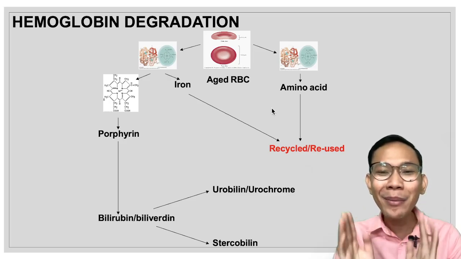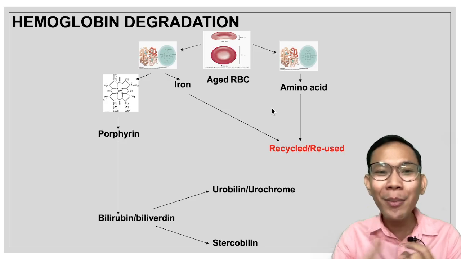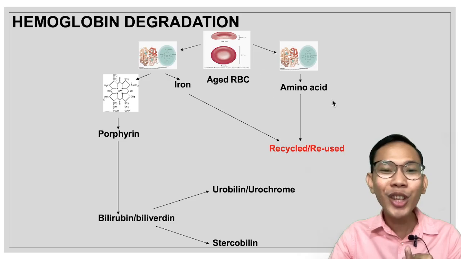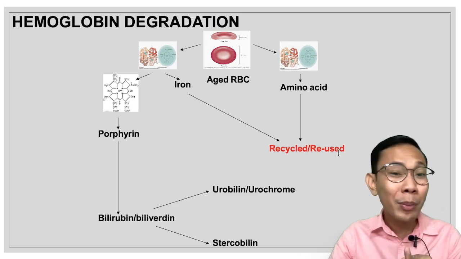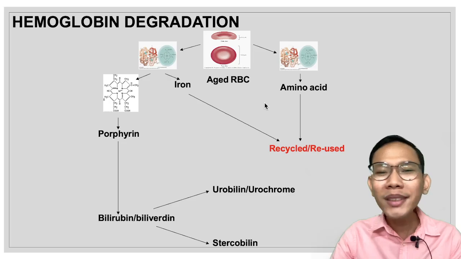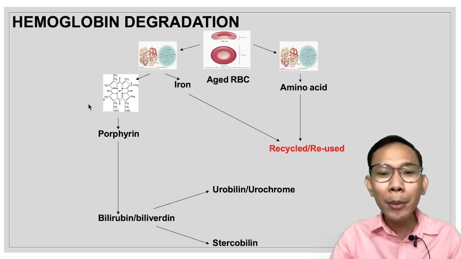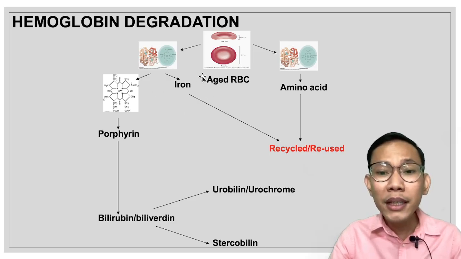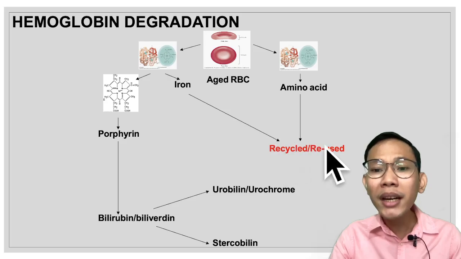Remember, your hemoglobin is composed of your heme and your globin. Your globin is the protein part. It will be degraded until such time it becomes amino acid and it will be recycled and reused. How about sa ating heme, Doc? Sa ating heme, remember, it is composed of your protoporphyrin 9 and your iron. Your iron is liberated and will also be recycled and used.